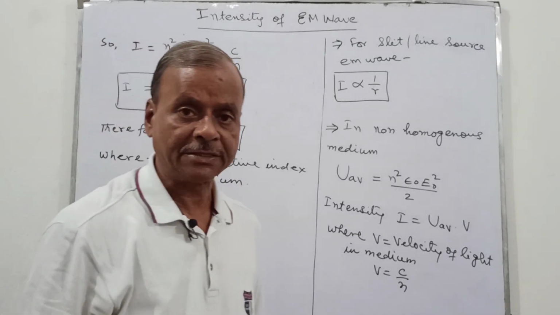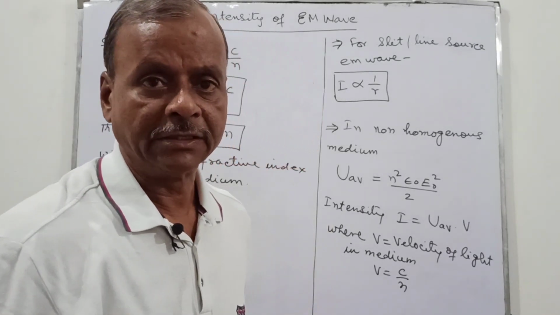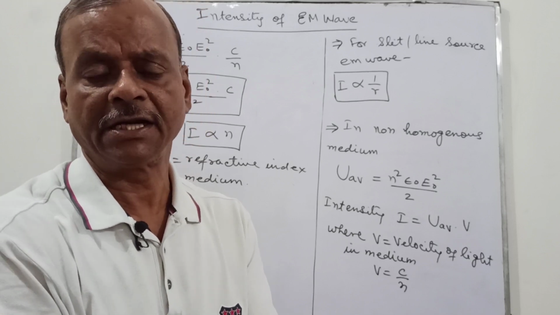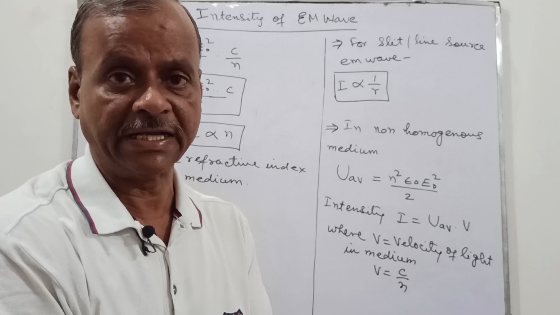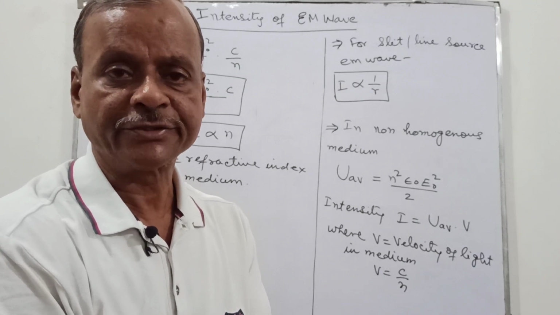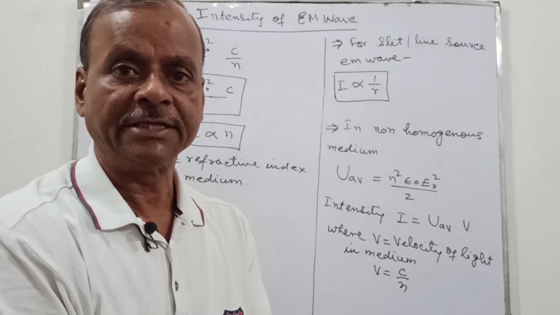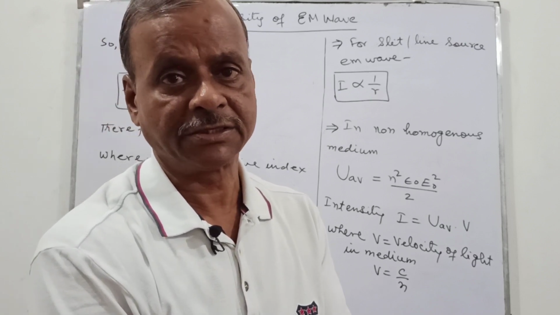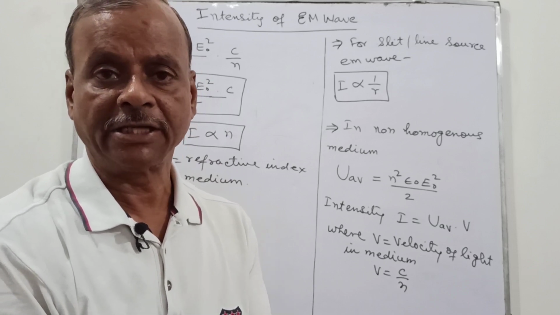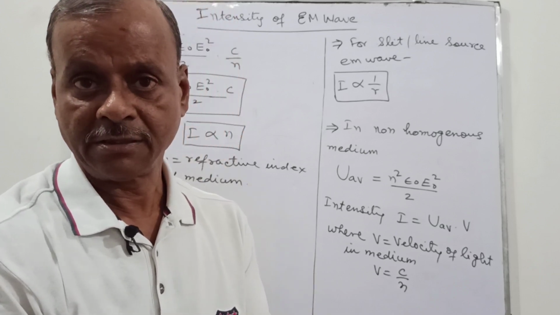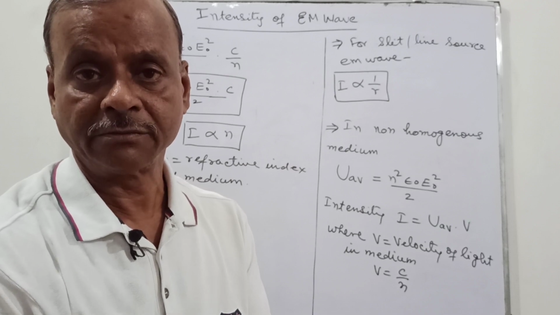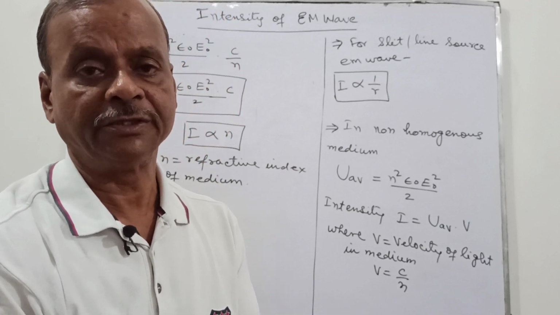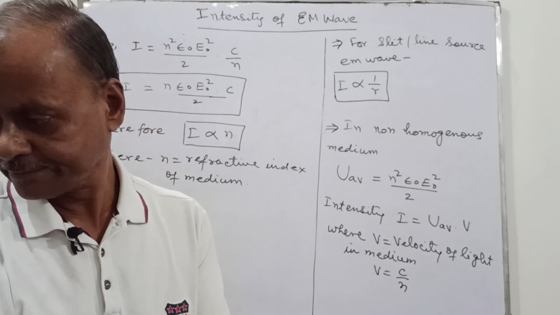So when the wave travels in a non-homogeneous medium, it depends upon the refractive index of the medium. When we take a linear isotropic and homogeneous medium, then this N is equal to 1. But in case of non-homogeneous, this N is not equal to 1, but has some different value. Suppose the wave travels in a transparent medium, like liquid or glass, then this N will be different. So in that case, as the value of N increases, the intensity of the wave also increases.